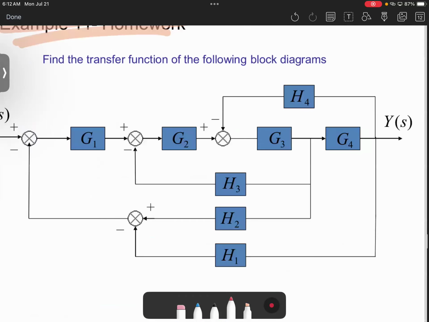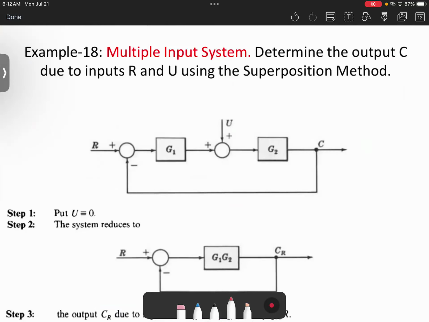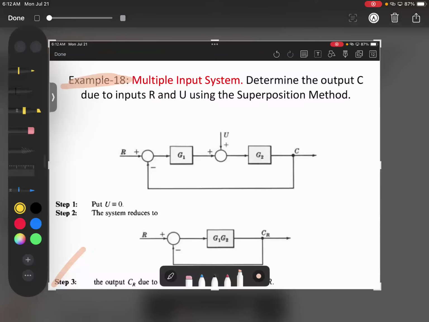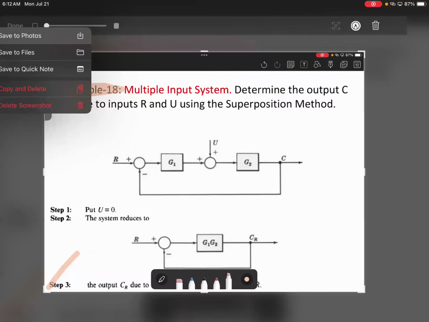This is example 10, homework 11, 12. Now, tomorrow's lecture, we will go on with example number 8. That's the thing. Let me stop the recording, and I need to talk to you just a little.